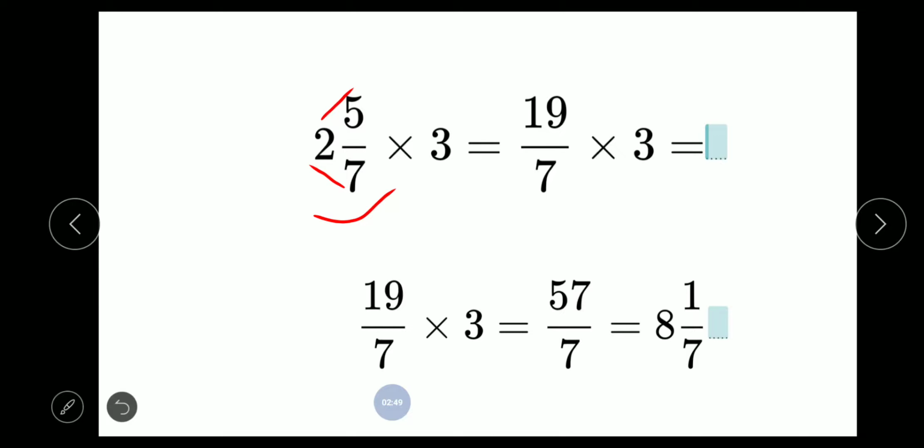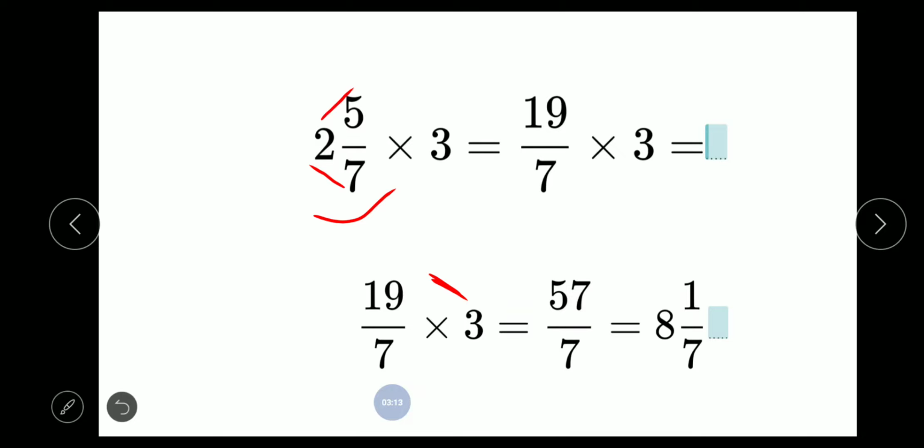First change the mixed fraction to an improper fraction. Then follow the same procedure we have done before. 19 by 7 into 3. 19 into 3, 57. Divide by 7. The denominator is the same, there is no change. 57 by 7 is an improper fraction. So change it to a mixed fraction.